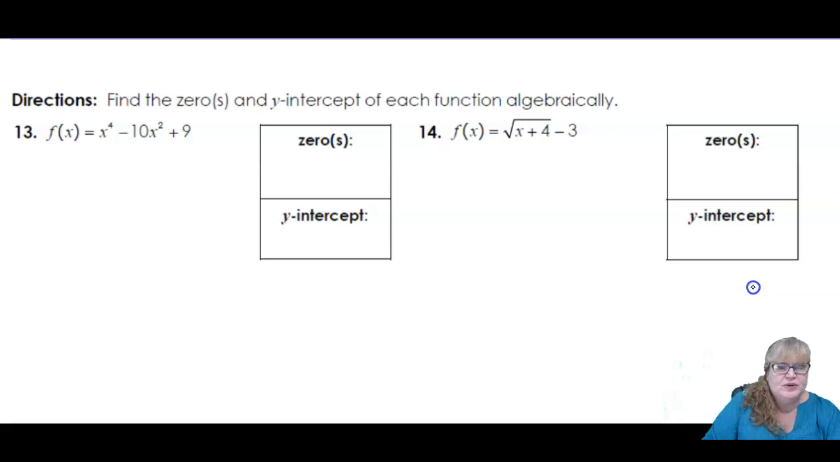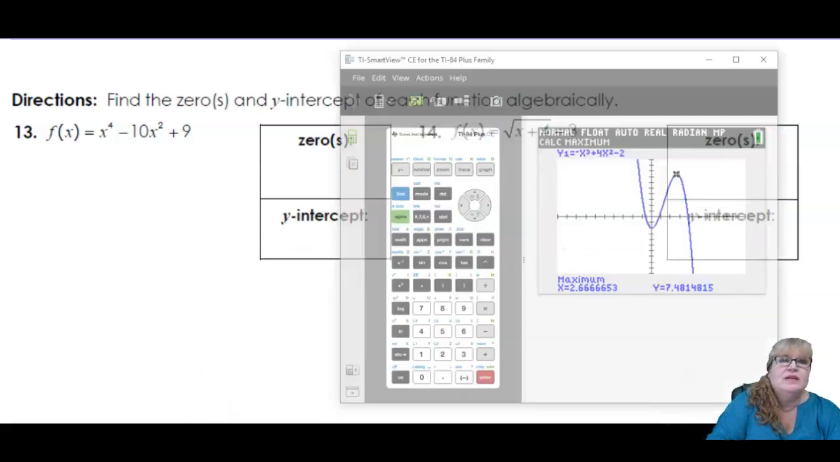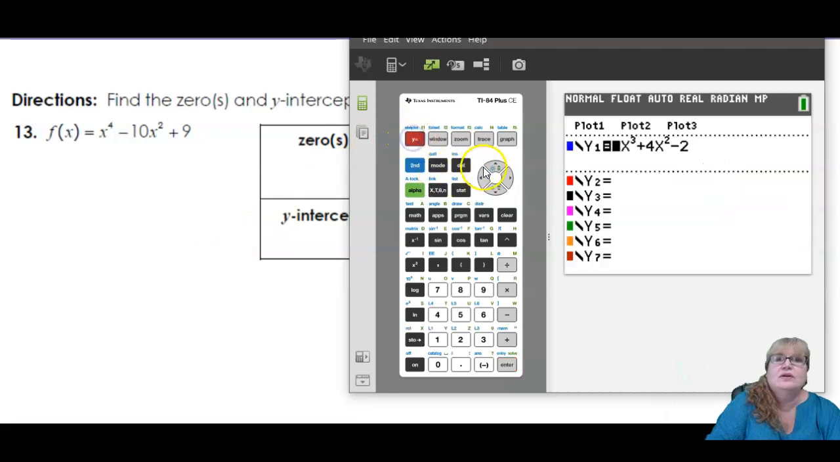These are the ones that are algebraic. All right, so if I type this one in my calculator, y equals x to the 4th minus 10x squared. Please be doing these. If you have to stop the video and record, and type them in and then turn it back on. But it's important that you practice doing this and getting those same values that I am.